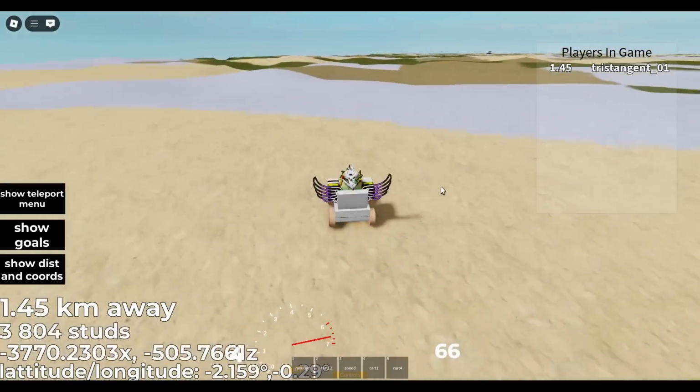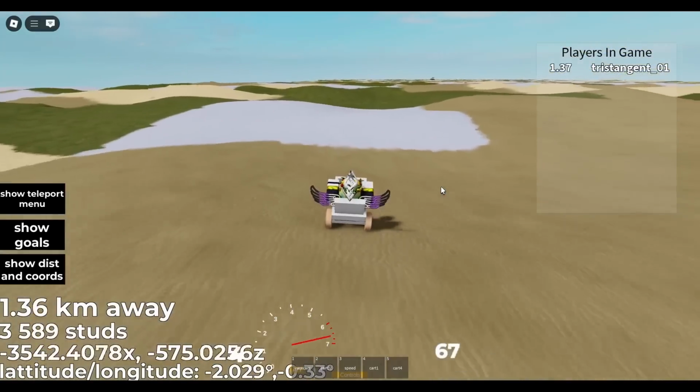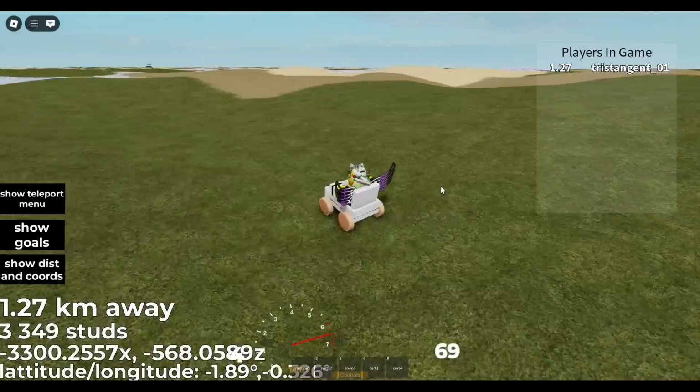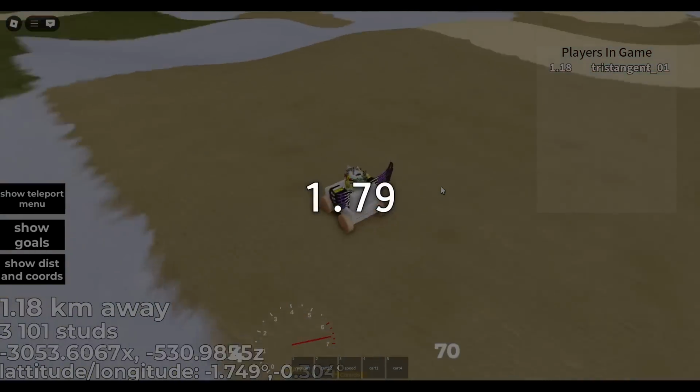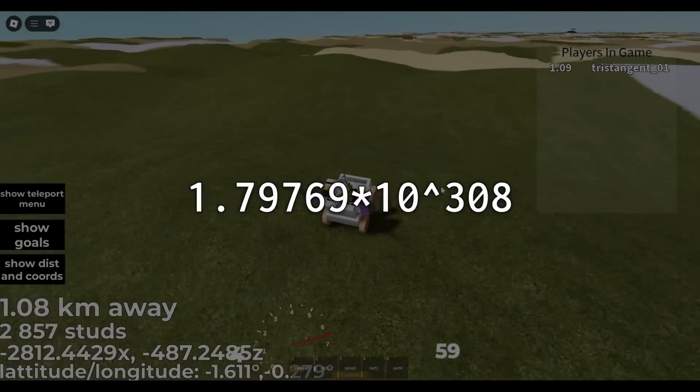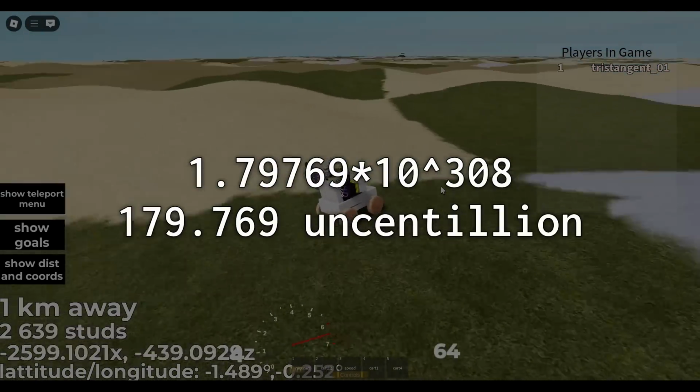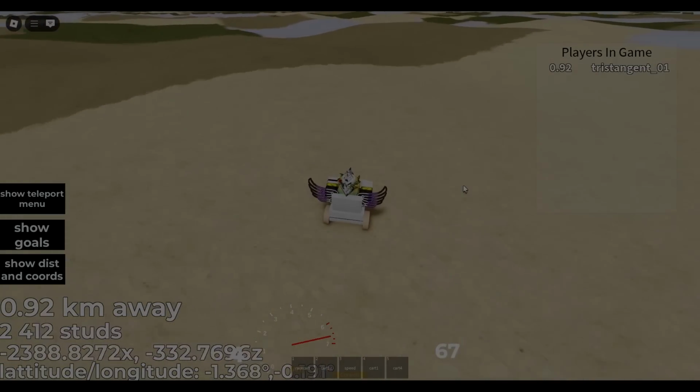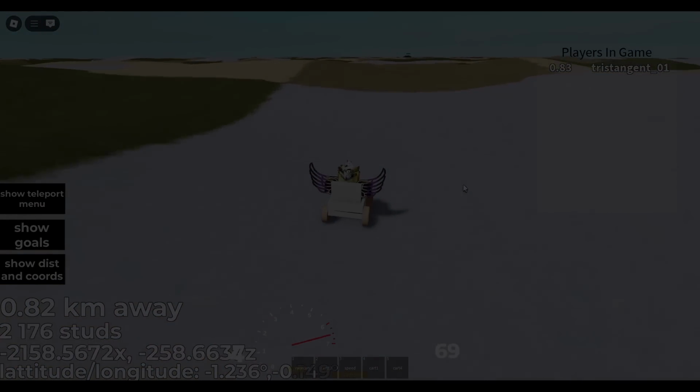In fact, I'm not even sure I can make any other real comparisons apart from how this number still fits within the realm of double floating point precision, which caps out at 1.79769 times 10 to the 308, or 179.769 uncentillion. That's it. Anyways, that's how many avatars can exist.